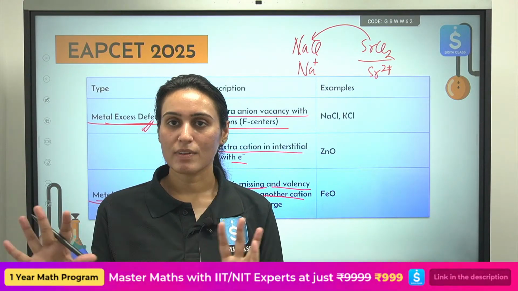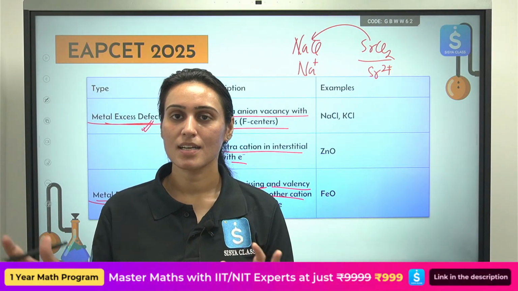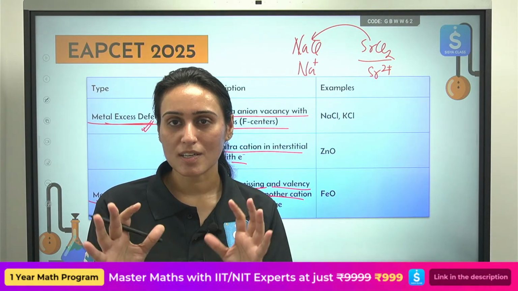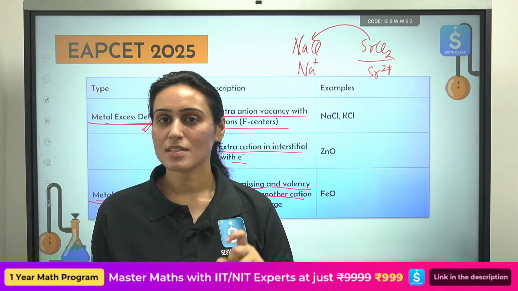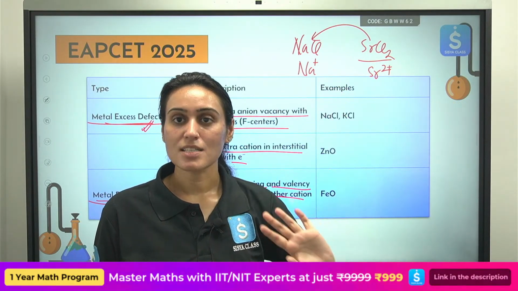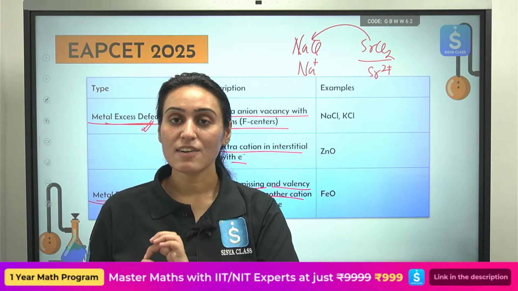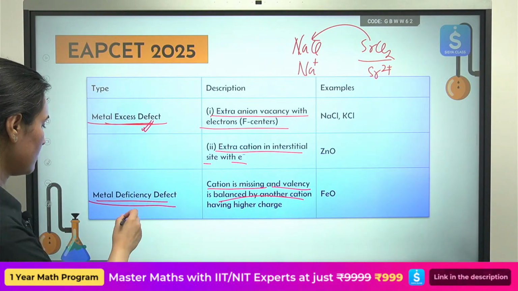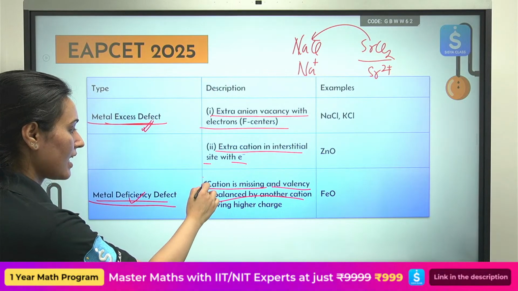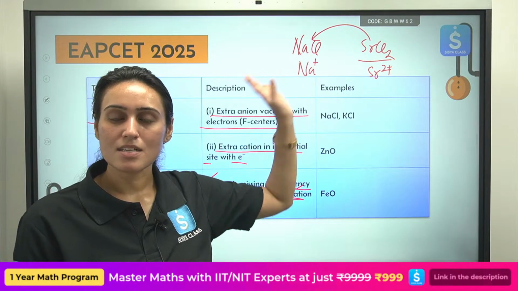Now you understand we have something which is electrically neutral. If you want to add Sr2+ in place of Na+, Sr2+ will replace 2 Na+ ions because it has 2+ charge. 2 Na+ ions must be removed, but only one ion will come, so the other place will be left vacant. Metal deficiency defect, this is what we mean by it. Okay, cation is missing and valency is balanced by another cation having higher charge. This is one such example.